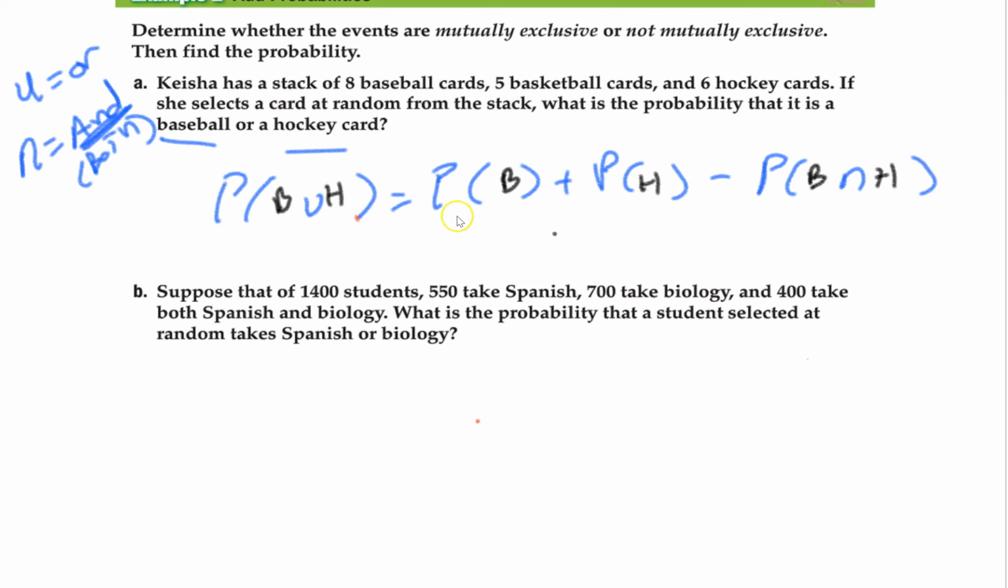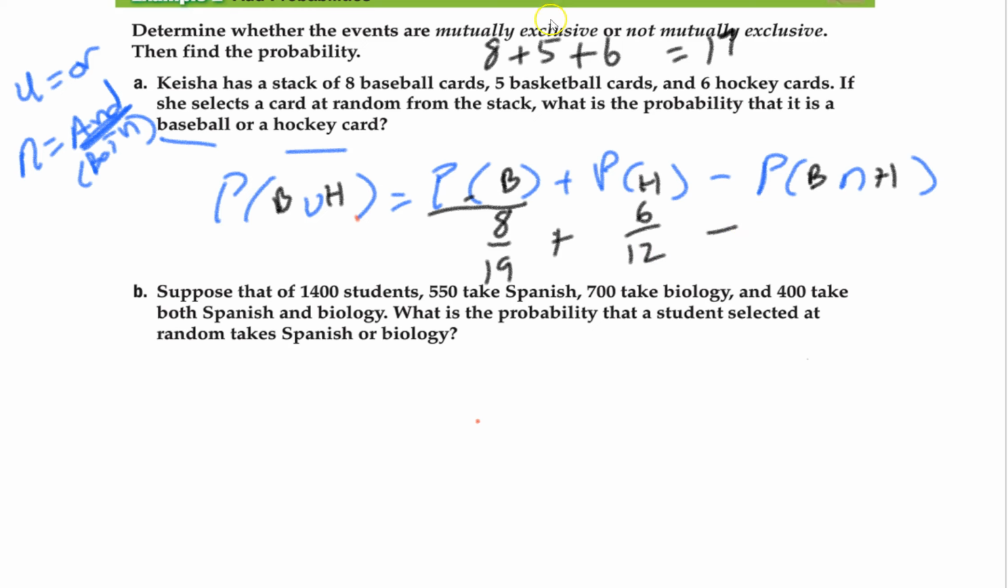So based on this formula, what's the probability of getting a baseball card? Now remember the way we do that? It's what I want. How many baseball cards do I want? There's 8 of them, over the total. So there's 8 baseball, 5 basketball, and 6 hockey. That's 11 plus 8, so there's 19 cards total. So it's going to be an 8 out of 19 chance of getting a baseball card. Odds of getting a hockey card? Well, there's only 6 hockey cards, so 6 out of 19.